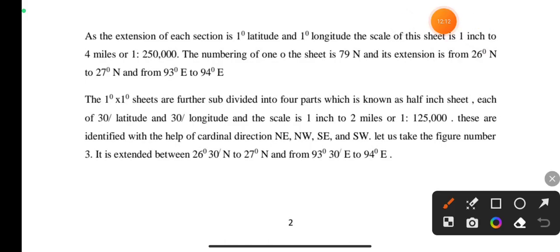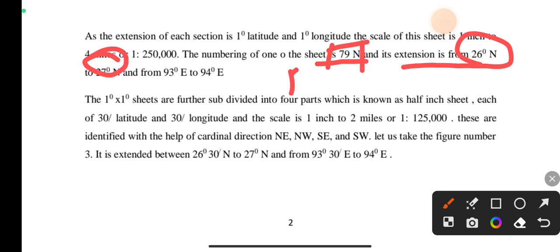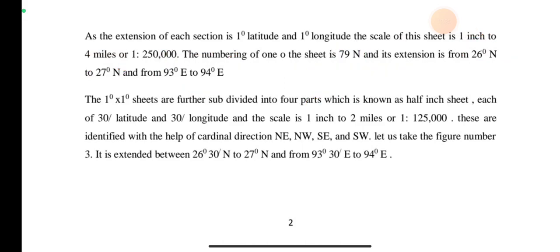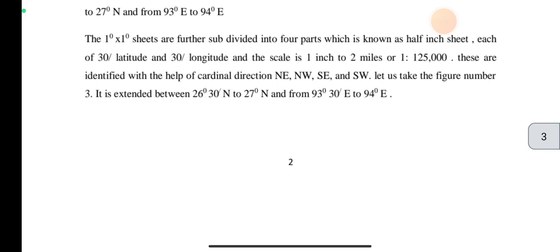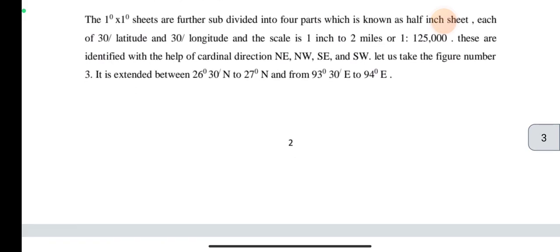The numbering of one of the sheets is 79N, as I showed you. Its extension is from 26 degree north to 27 degree north, 1 degree gap only, and 93 degree east to 94 degree east, so 1 degree gap only. So this is the 1 degree into 1 degree sheet, and the scale is 1 is to 2 lakh 50,000, or 1 inch to 4 miles, right?